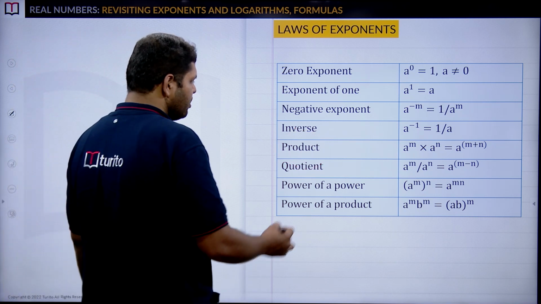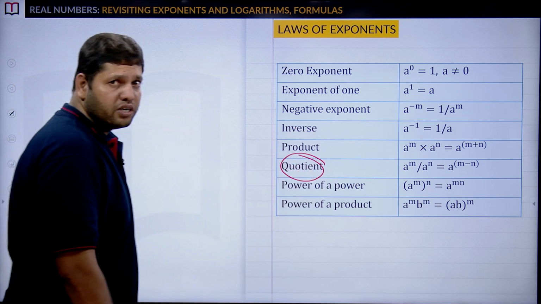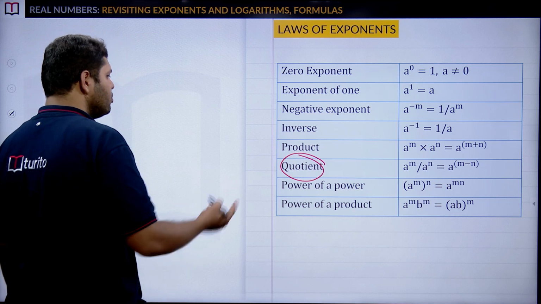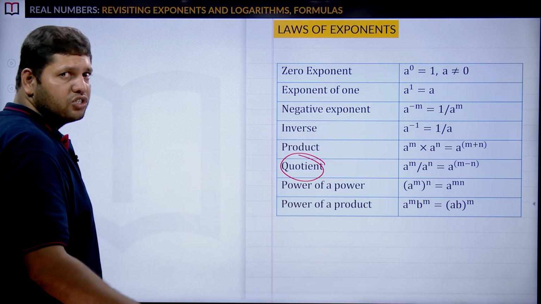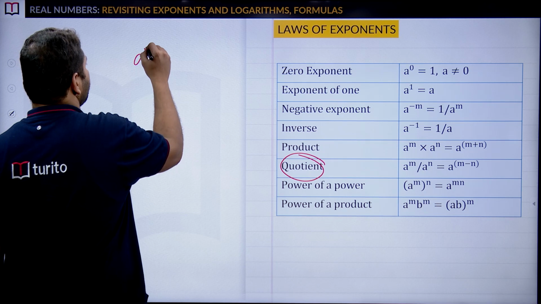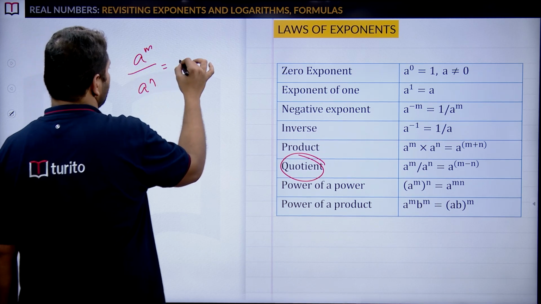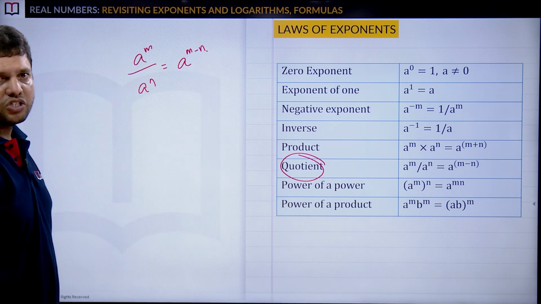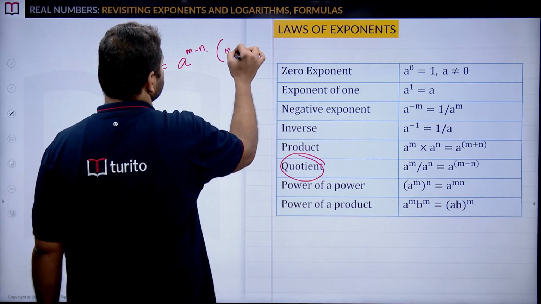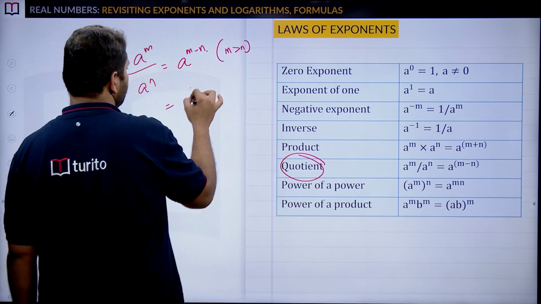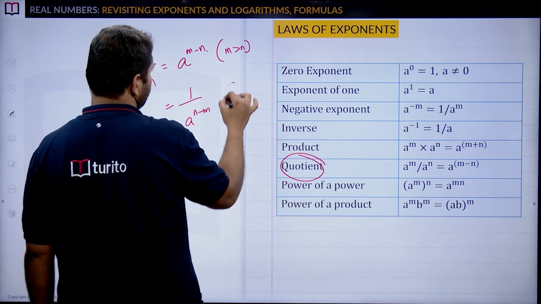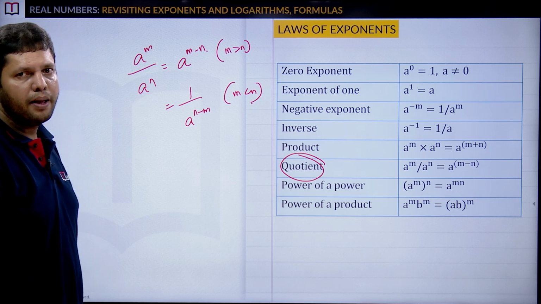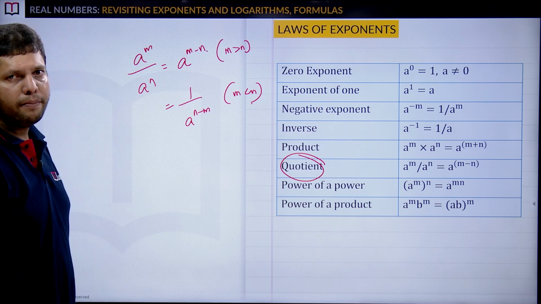And next one, children, quotient law. What is the meaning of quotient law? Quotient means division. I told you already, in rational numbers, quotient means division, like rational form. So I am taking a to the power of m by a to the power of n. We are going to get a to the power of m minus n. Division means subtraction. Here, what is the condition? If m is greater than n. And 1 by a to the power of n minus m, here m is less than n. That is the condition. Okay. Clear, children, this formula?